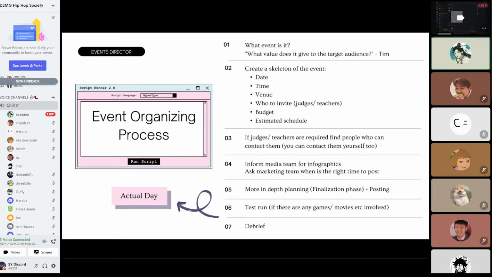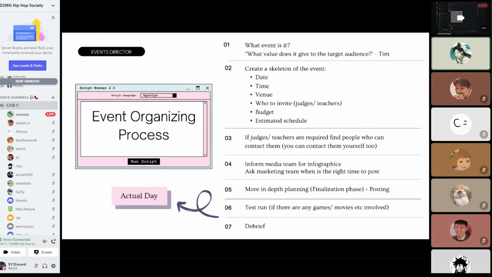And then if we're doing competitions, workshops and stuff, since we have to invite judges or teachers, we have to list them down. For me, I don't know a lot of dancers in Sydney because I didn't have a lot of time in Sydney. So most of the time I ask the other execs who they think should be our judge or our teacher.